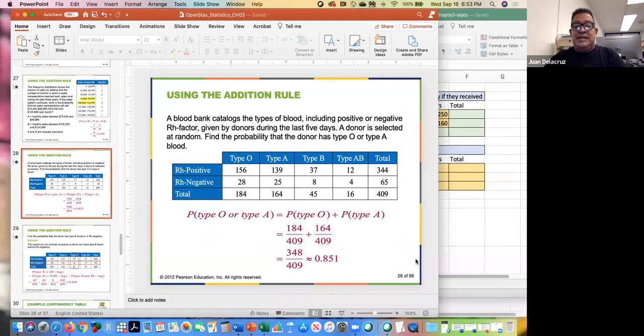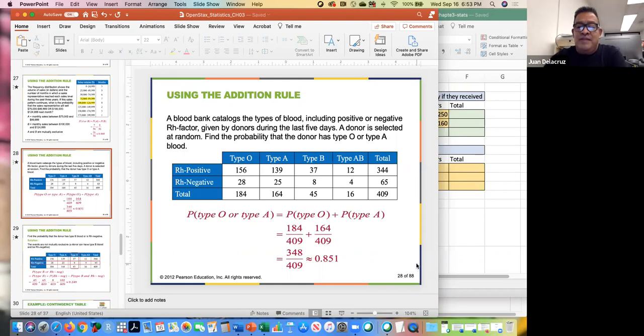So let's say that, well, that's the point, right? The complement, that you get type B or type AB, or the probability that a person is the other types, is going to be the complement, right? So there is a 14.9% chance that the person who enters is going to be any of these two, right? So we have these. It's very easy to see that these two are mutually exclusive.